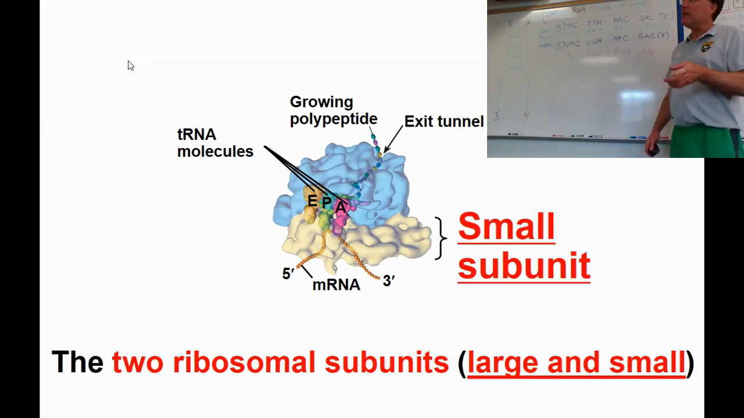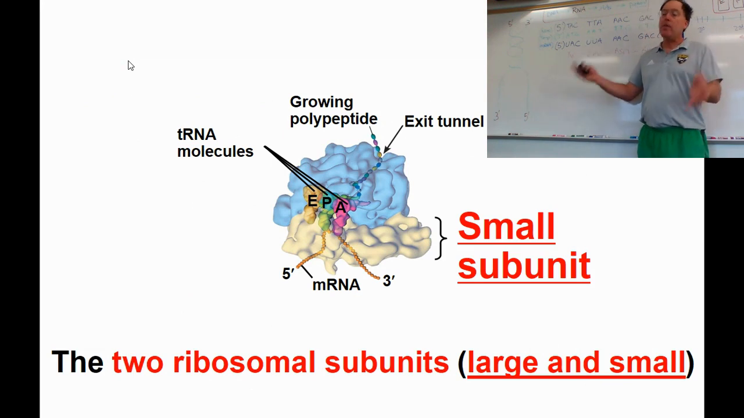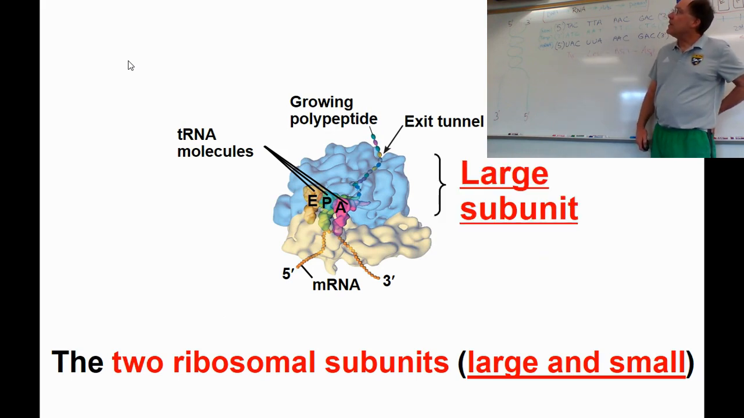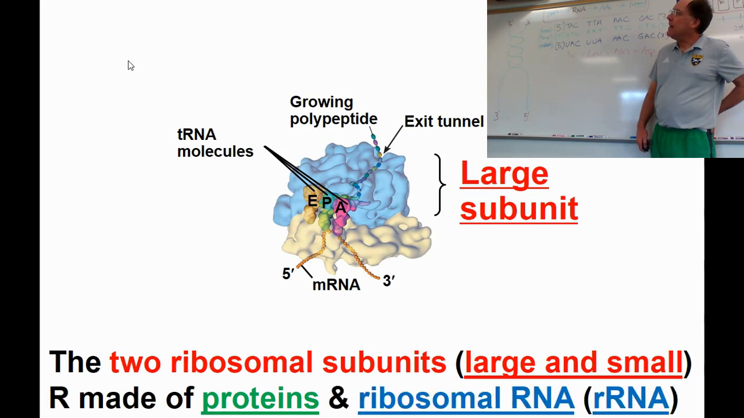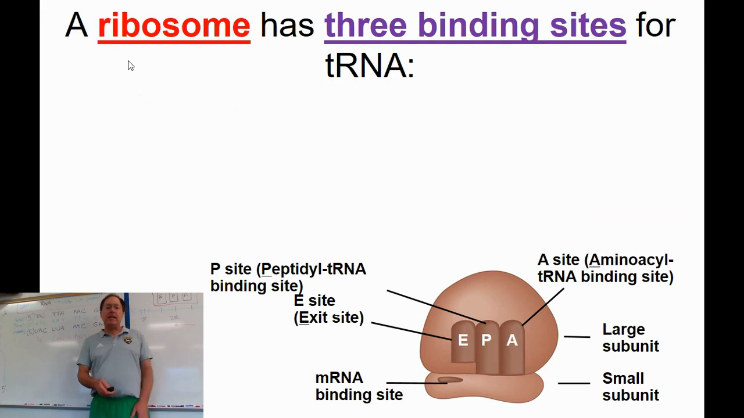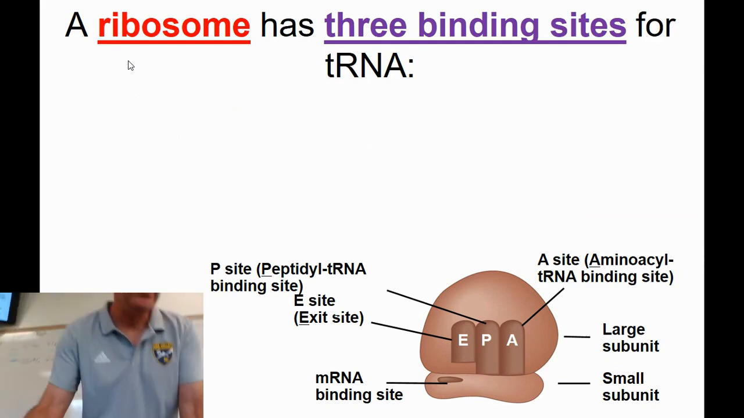So here's kind of what the small subunit looks like, maybe from an electron microscope that they've transferred into a cartoon here. Those are just amino acids. You've seen what proteins look like before. There's the large subunit made up of proteins and rRNA. Well, there are 3 binding sites here, and I've written them up on this board.